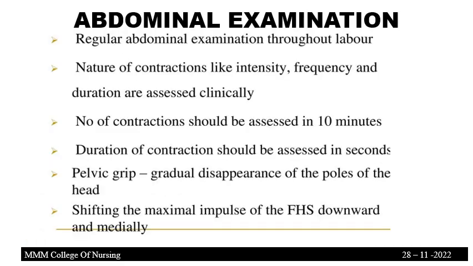Abdominal examination. Regular abdominal examination should be carried out throughout the labor, and the nature of contraction, intensity, frequency and duration, the number of contractions every 10 minutes, and the duration of the contraction should be recorded. So all the things about the contraction should be recorded. And pelvic grip should be carried out. Gradually the rocking of the pelvis, the ballottement, should disappear, and the maximal impulse of the FH shifts downwards. So the FH comes downwards as the head comes down.